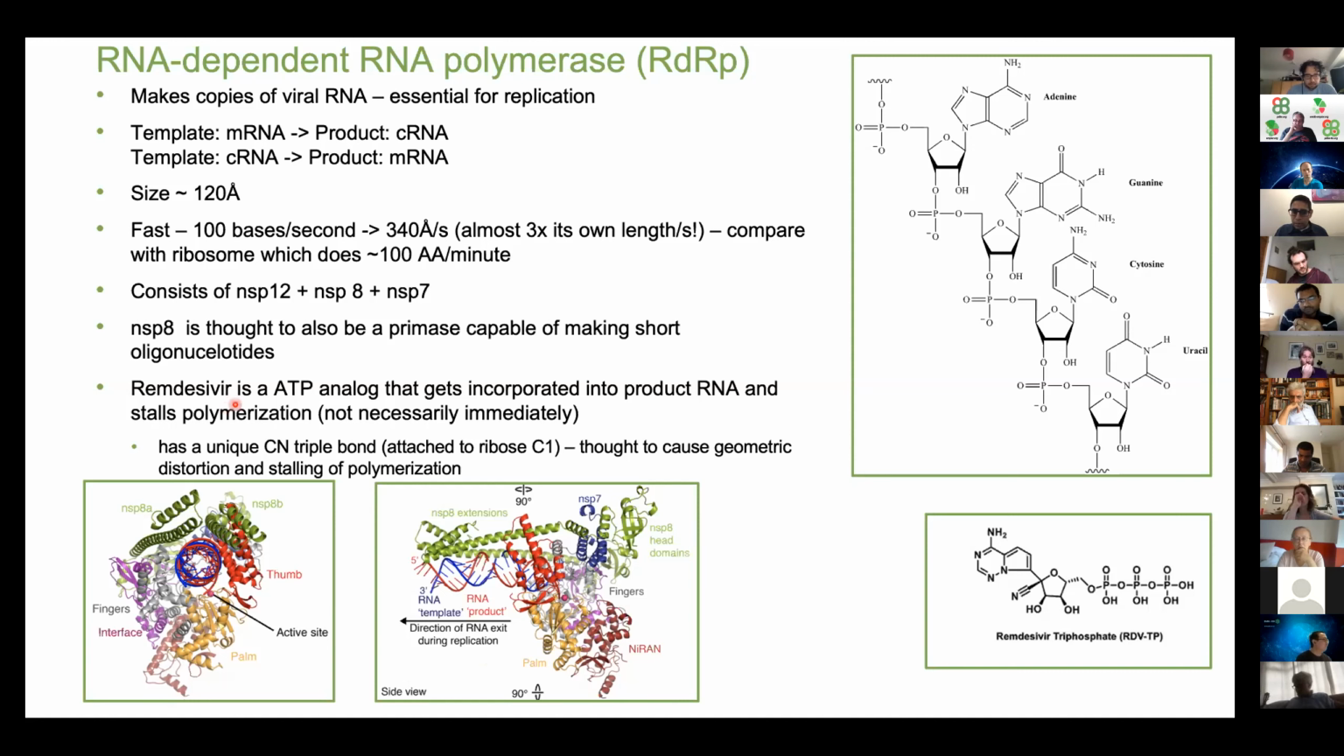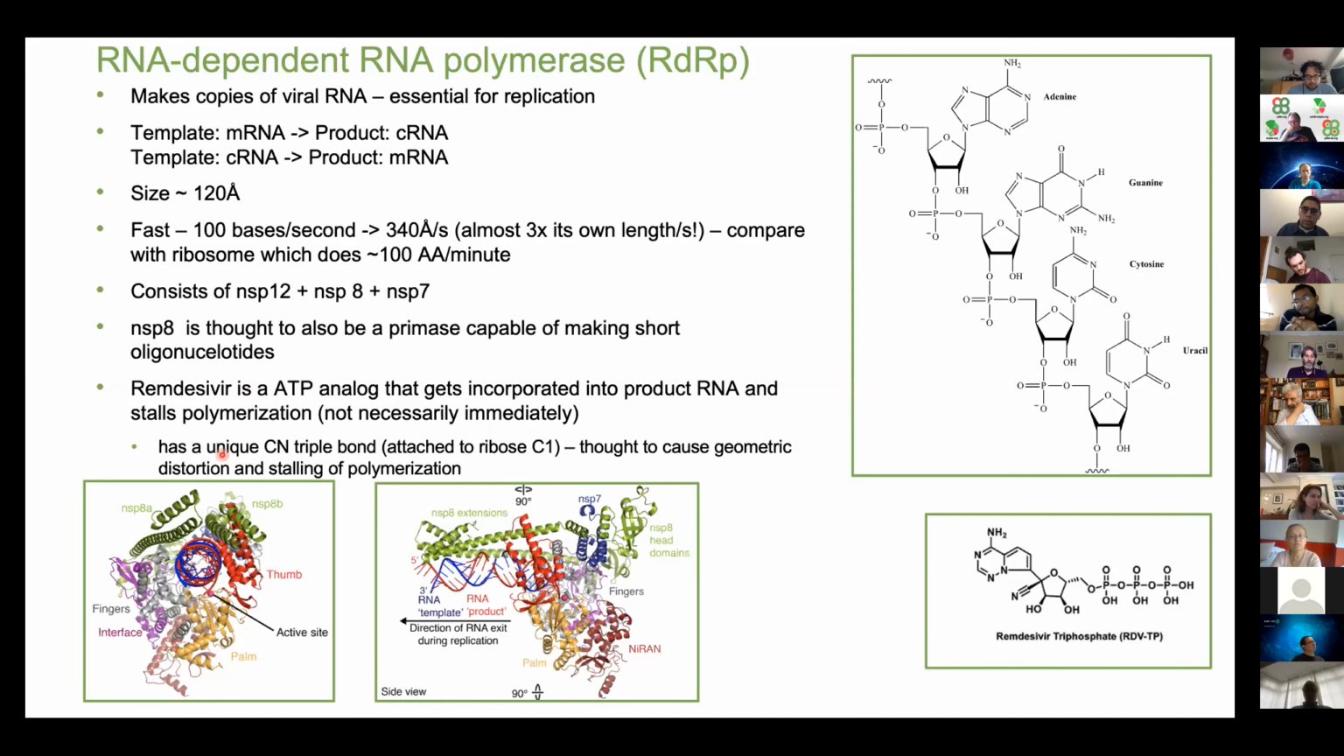So remdesivir is an ATP analog which gets incorporated into the product RNA and stalls polymerization. I have a picture of the remdesivir on the right-hand side here. One thing to note is that it does not stall polymerization immediately, at least based on the biochemistry experiments which have been done. What they have noticed is it does not block, it does not sit in the catalytic site. It gets incorporated maybe 2 or 3 places before it actually stops polymerization.